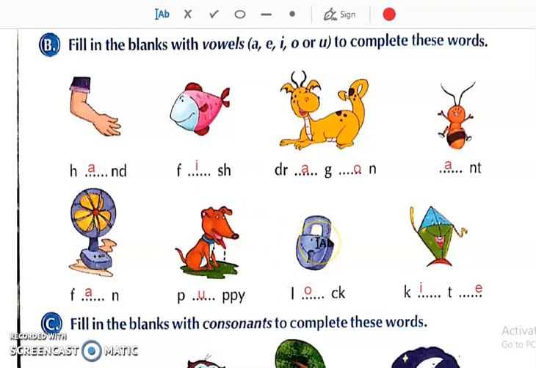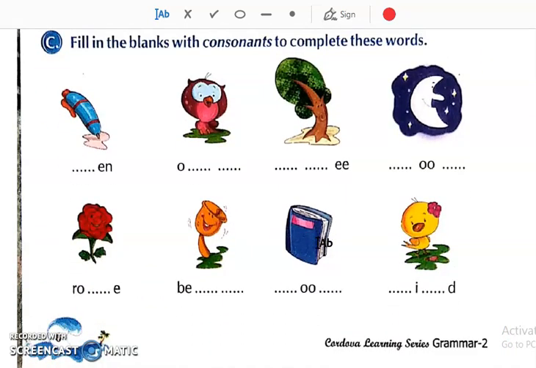Okay, very easy. Then, okay, these are the consonants. Now what are consonants? जो alphabets, the letters other than vowels, A, E, I, O, U को छोड़ के जो दूसरे alphabets हैं पूरे A to Z में, okay, they are called the consonants. Now what is this? See the picture. This is a pen, so P-E-N, pen. Then what is this? This is an owl, O-W-L. Then this is a tree, T-R-E-E.